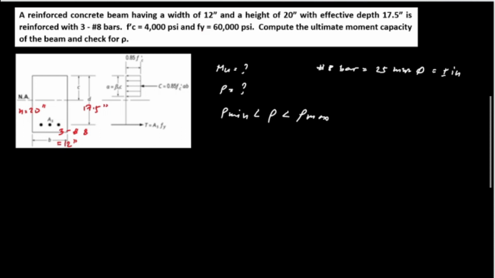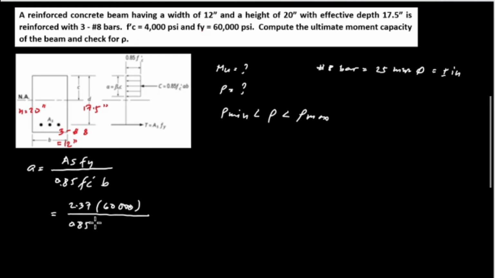Next, after we check for rho, we will find now the value for A, and the formula for A, we have A sub S times Fy all over 0.85 Fc prime times B, and then we substitute the value for A sub S, the total area for steel, that's 2.37, and Fy 60,000, and we divide by 0.85 multiplied by Fc prime, that's 4,000, and multiplied by B, that's 12 inch, and A is equivalent to 3.49 inch.